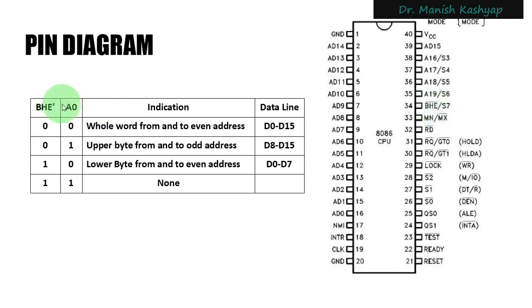Coupled with BHE bar and A0, this combination can be used to see whether we are trying to write 1 byte or 2 bytes, simultaneously or in alternate fashion. This table is used for that. So S3, S4 together with BHE bar and the AD0 pin will be used for statuses. I'm revising all this because it will be helpful for the timing diagrams that we are going to study today, right?